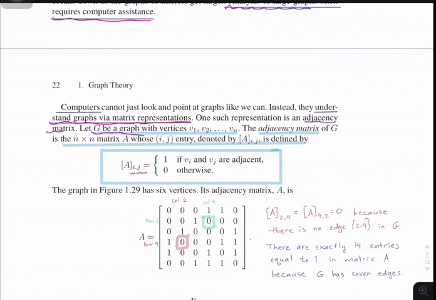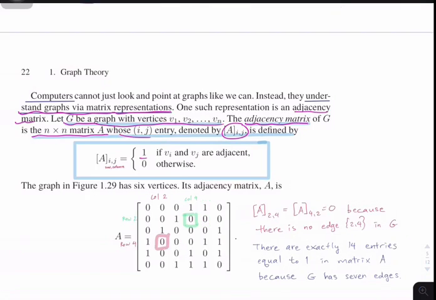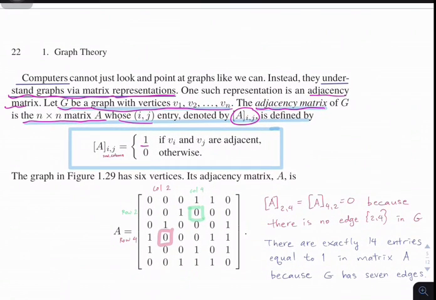So given a graph with n vertices, the adjacency matrix is the n by n matrix whose ij entry, which will be denoted by this symbol, is defined to be 1 if i and j are adjacent. So if there is an edge ij in the graph, so here i is the row and j is the column, and the entry should be 0 if i and j are not adjacent in G.